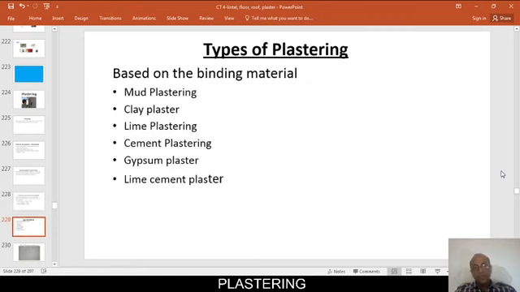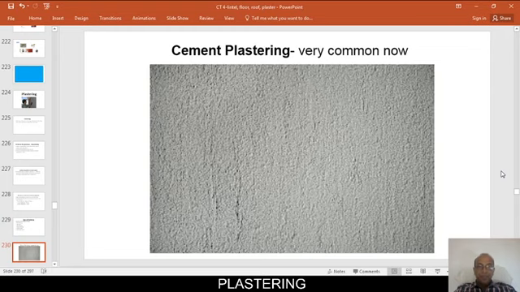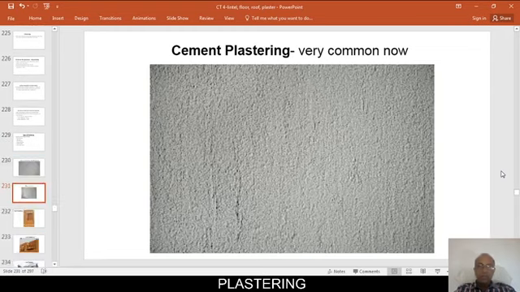Now, what are the different types of plastering? Based on the binding material, we can classify plastering as mud plastering, clay plastering, lime plastering, cement plastering, gypsum plastering and lime cement plaster. And this is a picture of cement plastering, which is very common nowadays.